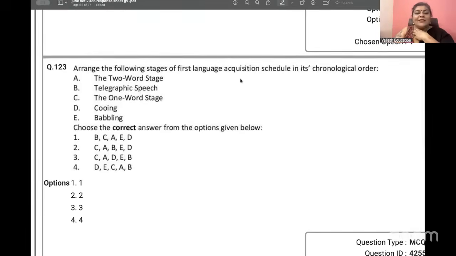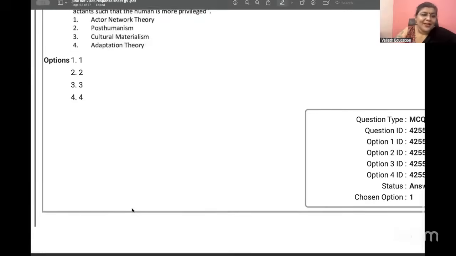Arrange the following stages of first language acquisition. How do children acquire? Easy. Two-word stage, telegraphic speech, one-word stage, you don't know all this, but cooing and babbling come first. Children will coo, they will babble, okay? So D and D should come first. Only one is there like that. Children's question it is. Okay.